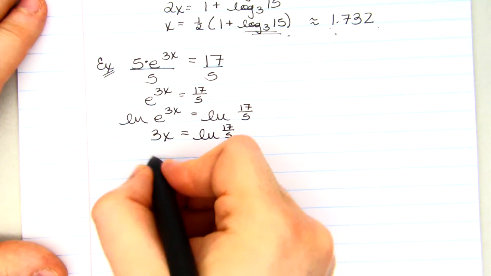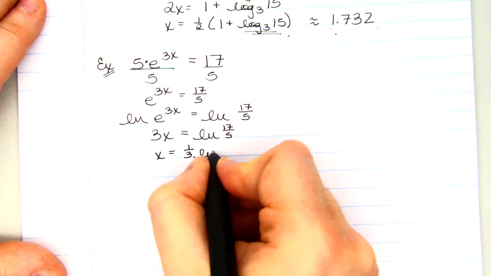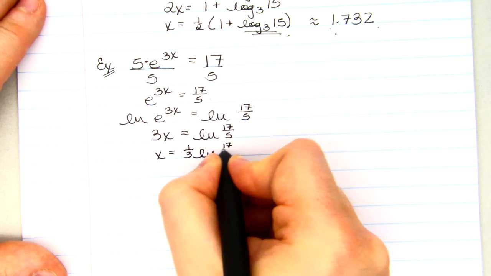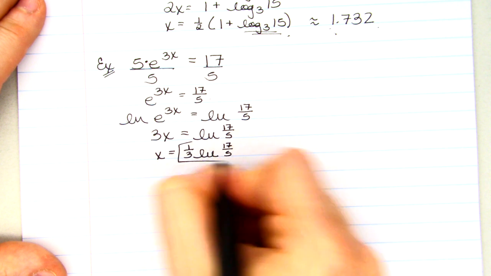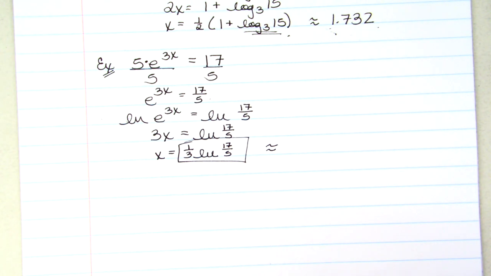Divide both sides by 3, or multiply both sides by a third, and I'm going to say 1/3 natural log of 17/5. That's the exact answer. Go to the calculator, we'll get a decimal, and I don't even think we need the change of base formula here. You've got a natural log button, just use that.